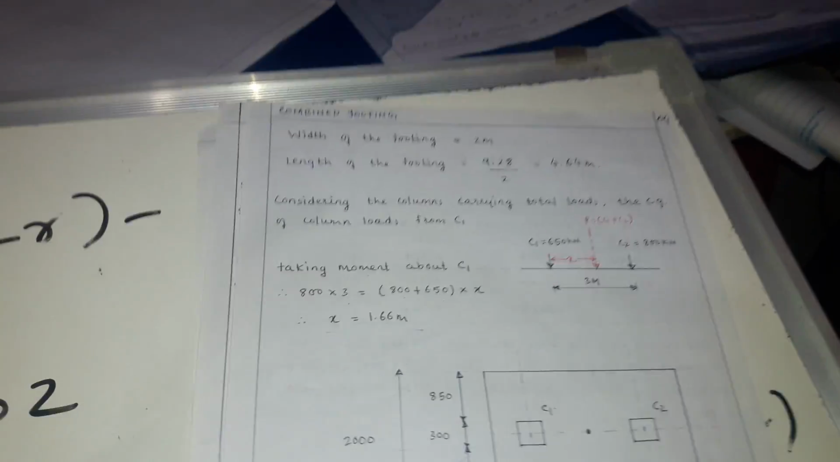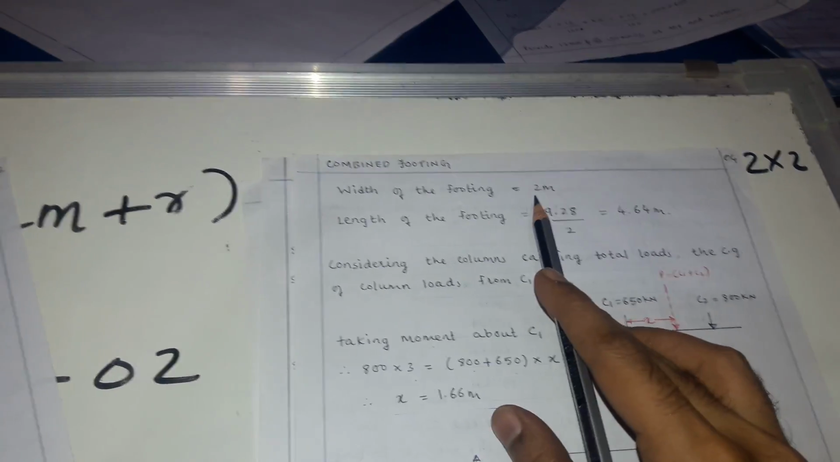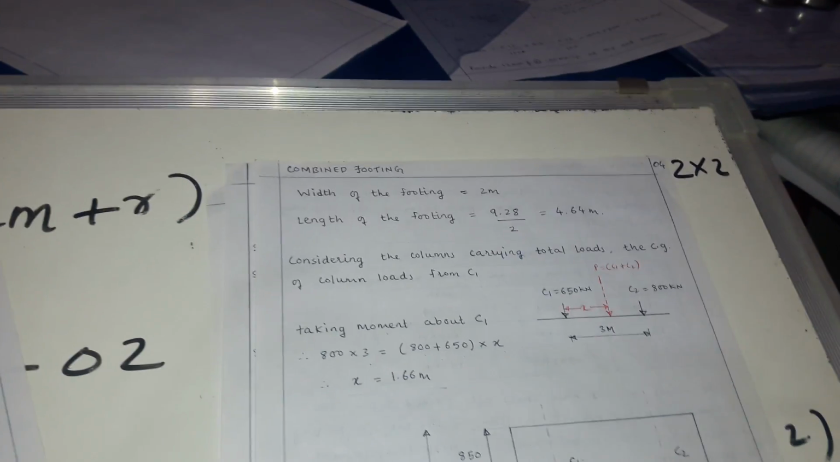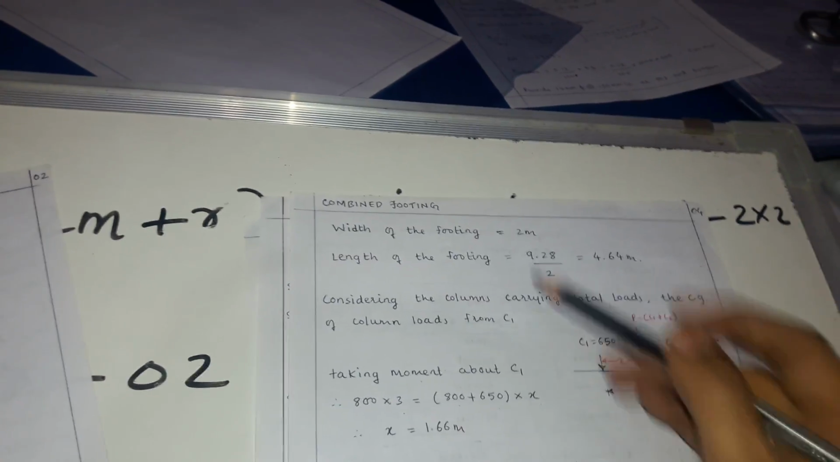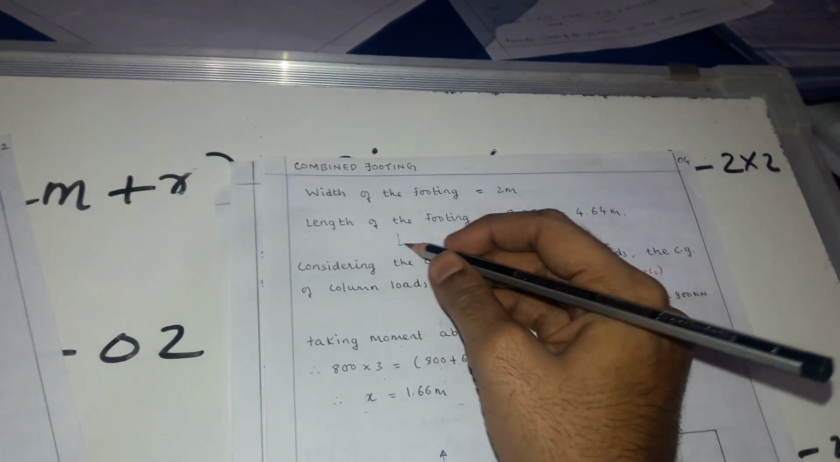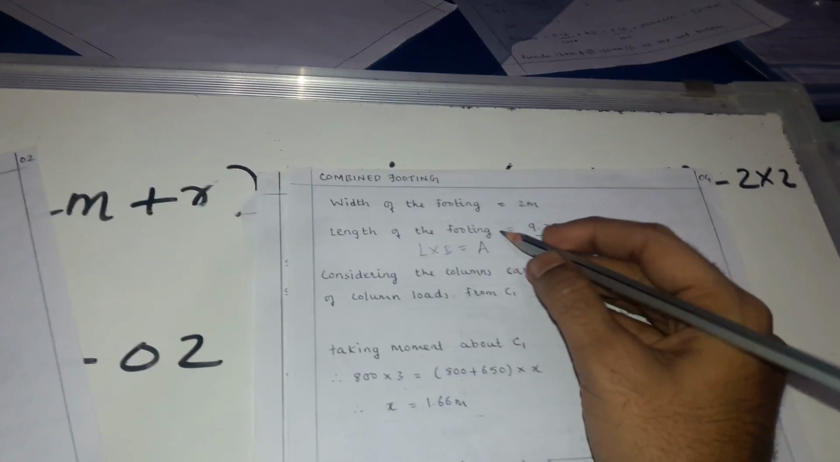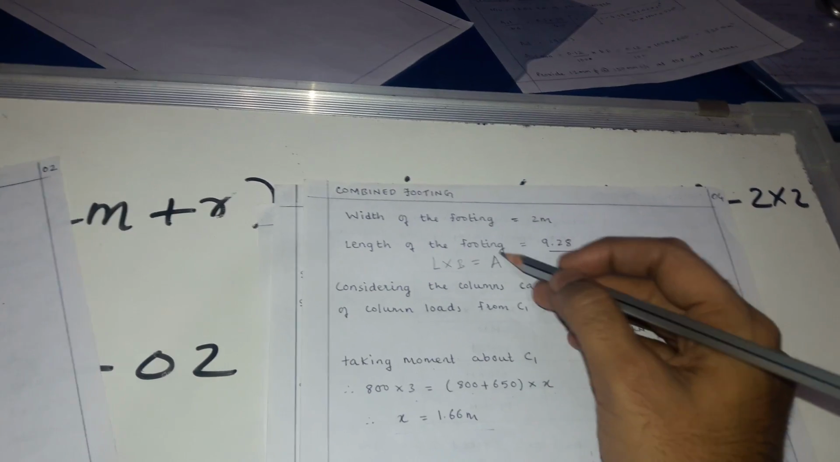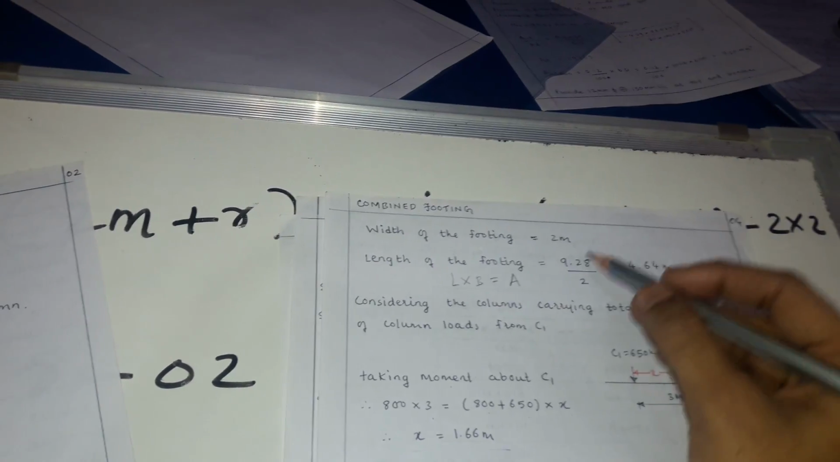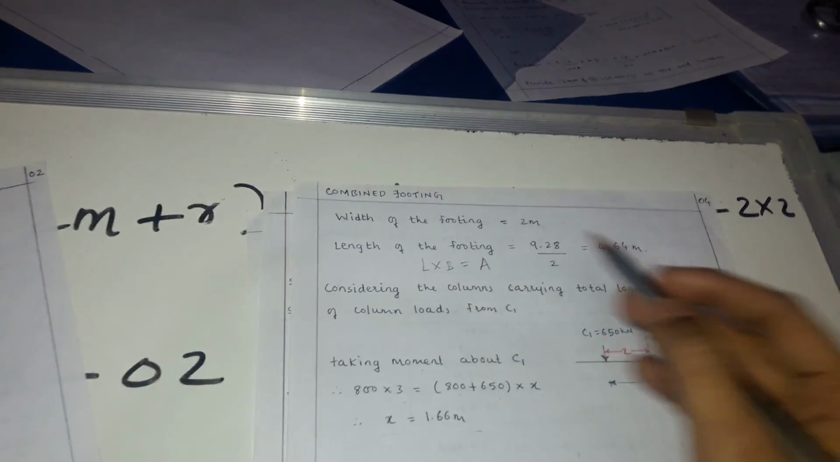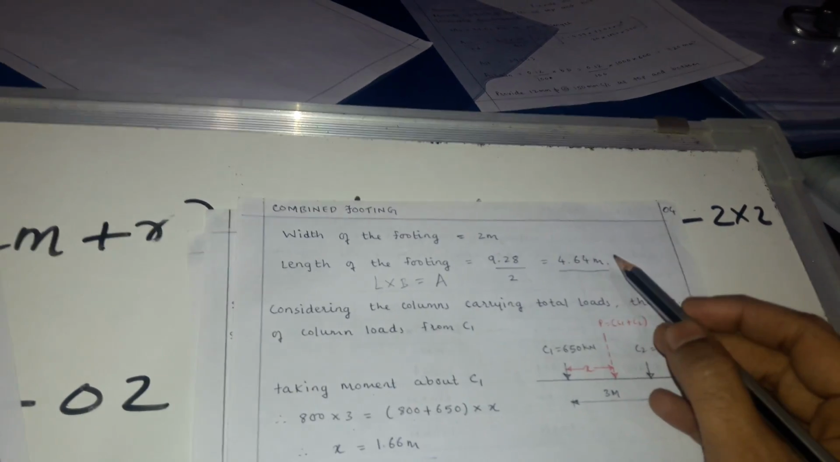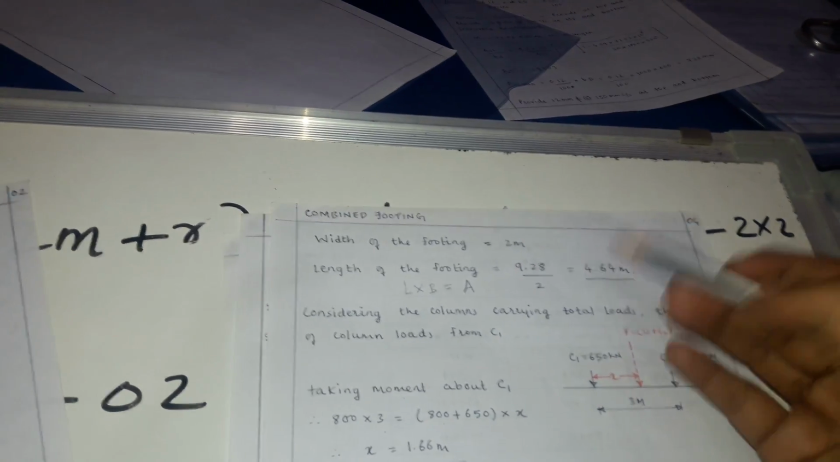Now you see here, the width of the footing is given. It is given in the problem that the width of the footing is restricted to 2 meter. You cannot take more than that. And the length of the footing you have to find like this: L into B equal to area. The area you have calculated in the previous step, which is 9.28. So B is 2, you can find L. So this is the minimum required L. You can provide more than this.